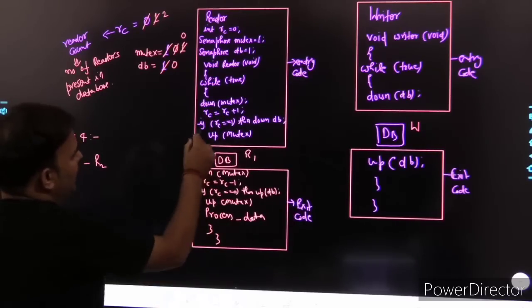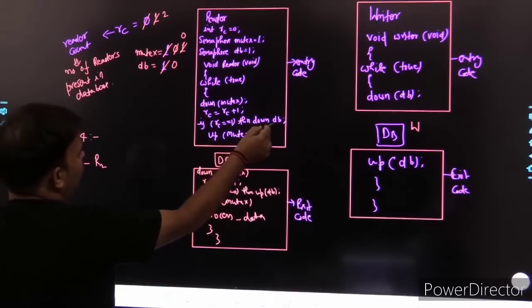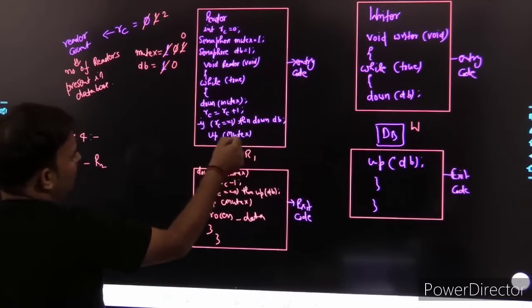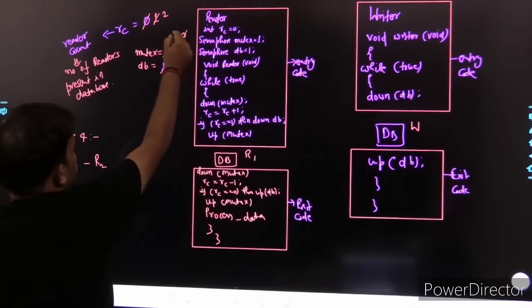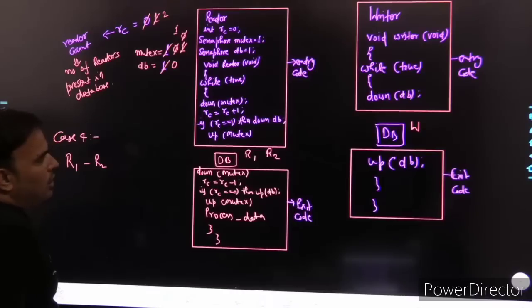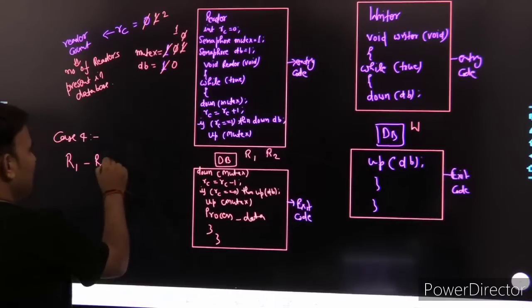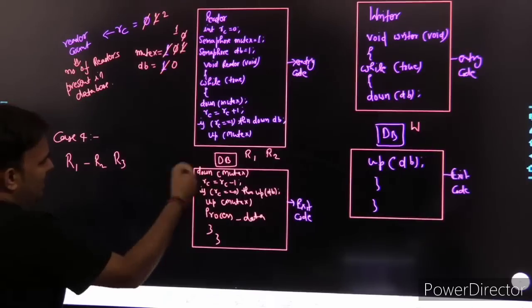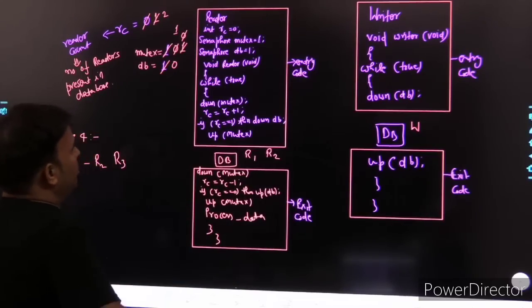If RC equal to 1, then only down of DB, otherwise else up of mutex. So mutex becomes 1. Then R2 will also be able to enter the critical section; R2 can also read the database. Now R3 came, which means many readers can read the database at the same time. This is not a problem.